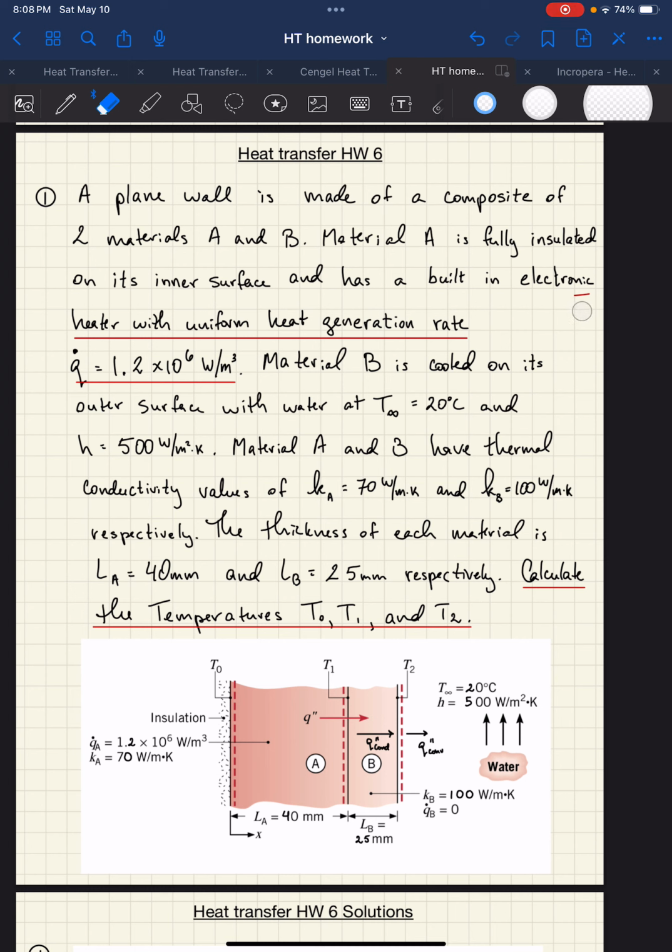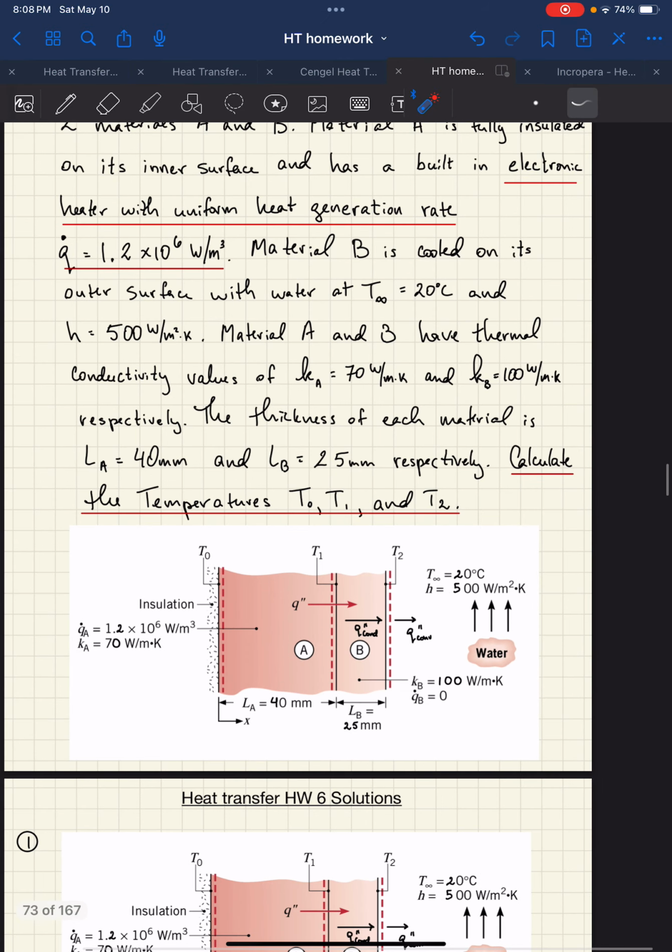Now, material B is just a regular solid material, has a certain thermal conductivity, and basically the heat is generated here, passes through material B by conduction, and then into the water by convection. And the problem asks us to find temperatures T0, T1, and T2.